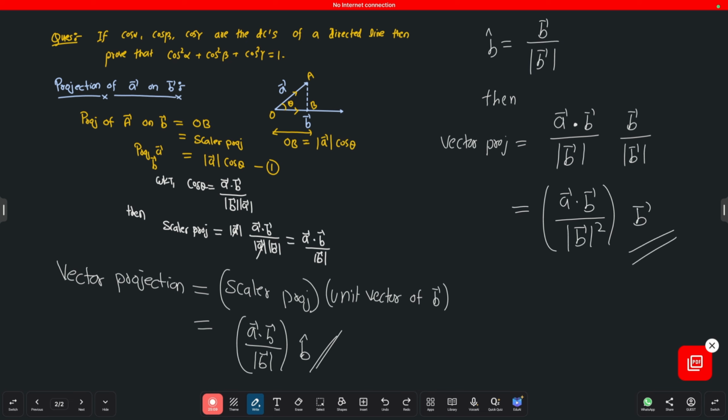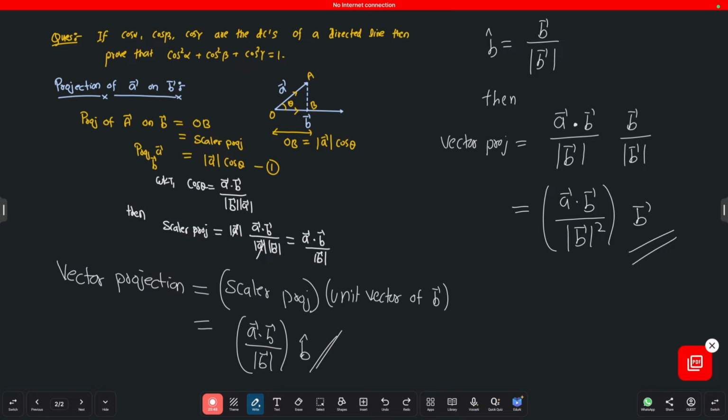Questions come directly like this. In the exam they directly ask what is the projection vector of A vector on B vector. Sometimes they will ask only the scalar projection. You have to differentiate which one they have asked. If only the term projection is mentioned, it is the scalar projection. If they ask to find the vector projection on another vector, then it is A dot B upon mod B squared times B vector.